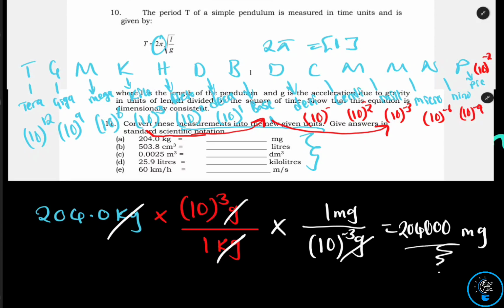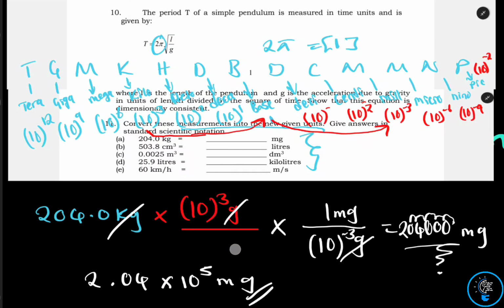Now, if you end at this point, you'll be given a half mark. To get a full mark, you need to write it in standard form. So to write it in standard form, it will be 2.04. So the point has moved from this point to 1, 2, 3, 4, 5. So it has moved 5 steps. So it will be 2.04 times 10 to the power 5 milligrams. Okay, so if you write it this way, you're going to get the full marks.